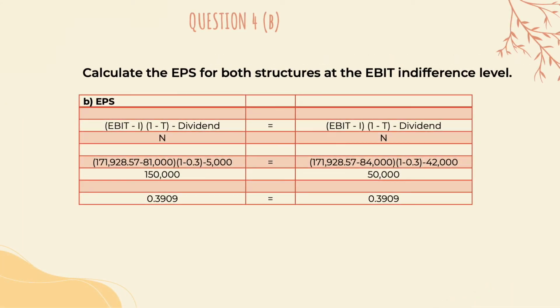Question 4B asks us to calculate the earning per share (EPS) for both structures at the EBIT indifference level. So right now we are going to find whether the EPS for both alternatives will be equal or not, depending on the EBIT that we got from question 4A. With the formula applied, we can conclude that the EPS that we got for alternative 1 and alternative 2 is 39 cent. This means we can choose either alternative 1 or alternative 2 without worrying about the EPS because we got the same amount of EPS.